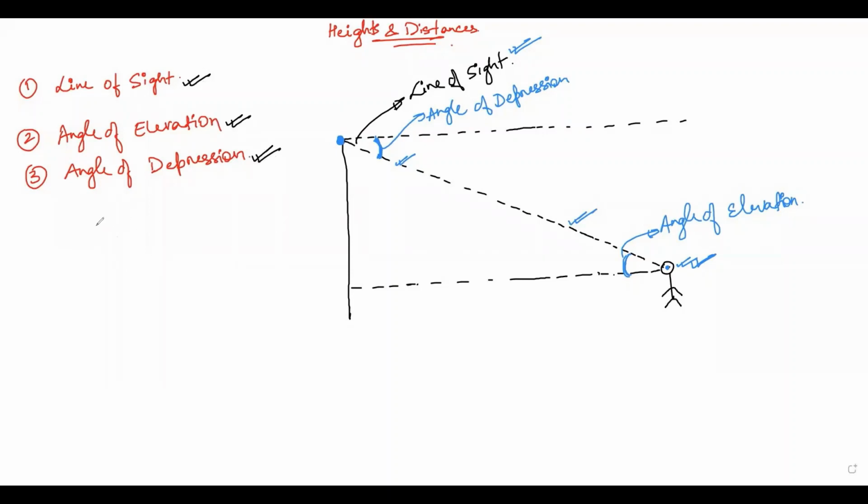Also, to solve the problems for heights and distances topic, we need to know some of the trigonometric ratios, mainly tan theta, which is given by perpendicular upon base. And we also need to know some of the values of standard angles for these trigonometric ratios. For example, tan 30-degree value is 1 upon root 3. Tan 45-degree is 1. Tan 60-degree is root 3, and so on.